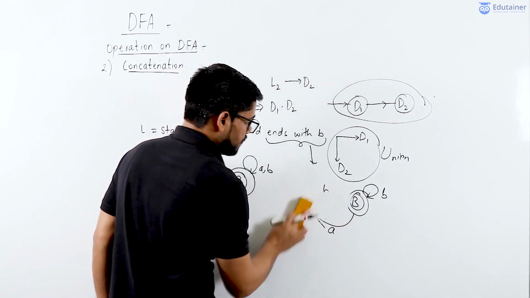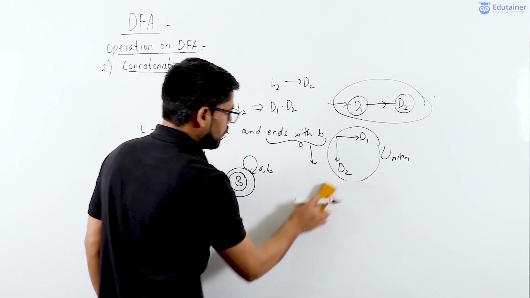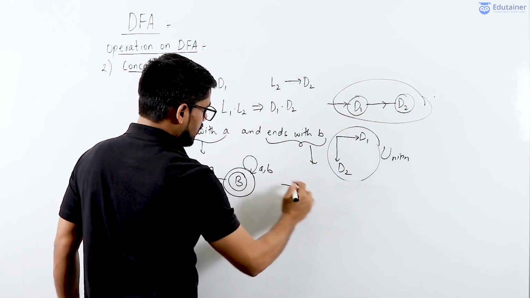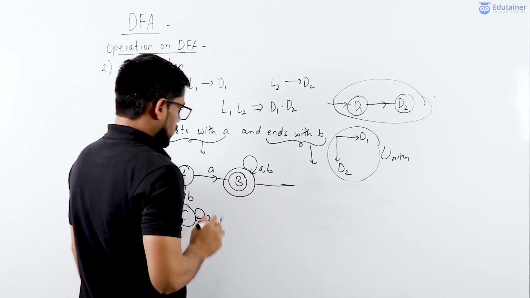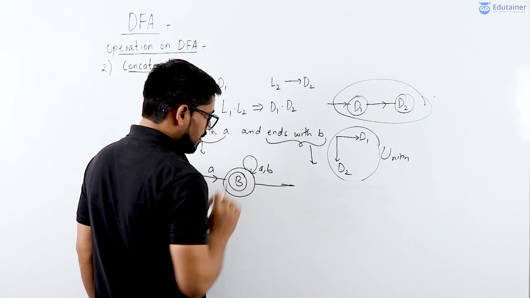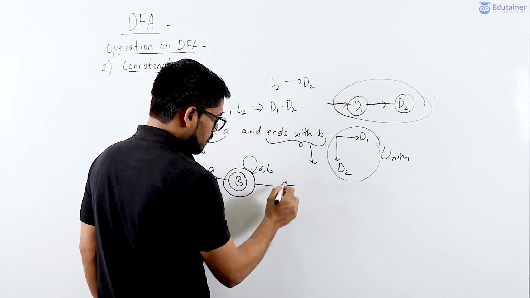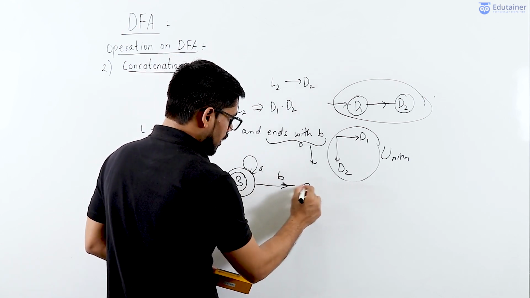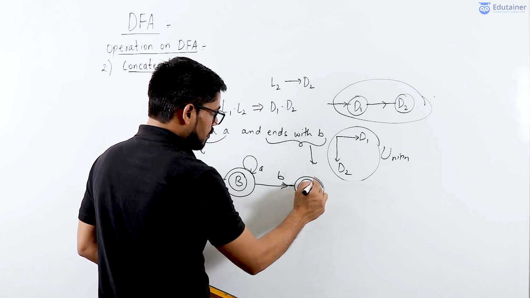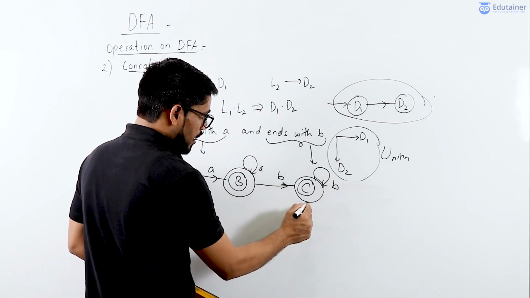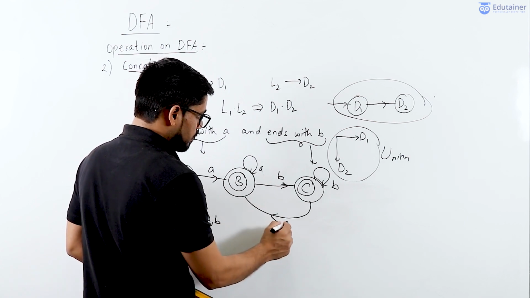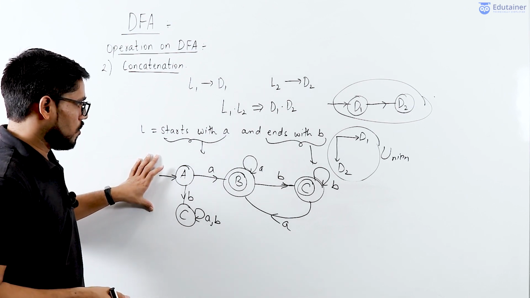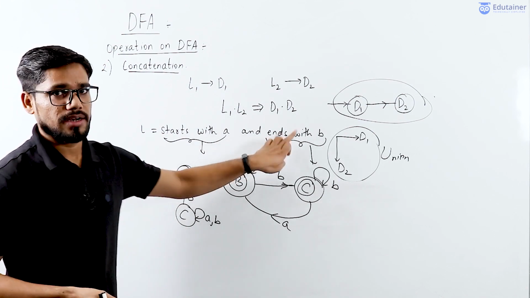I will just add, because in concatenation after DFA D1, the second DFA D2 is added here. So here it starts with A and then any number of A's or B's. Let's say I have removed this B and added it here, and I will go to the final state capital C, where I will end with any number of B's, and if I see an A, then I will move back to the state capital B. Okay, so this is the final diagram of the language which starts with A and ends with B.